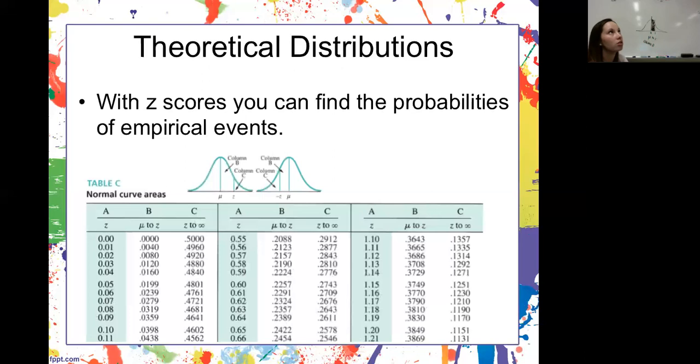Generally speaking, column B is more associated with the middle of the distribution because it's working with the mean. So most of the time, if you're interested in the middle of the distribution, you're going to be working with column B, mean to z. So that is column B. Column C, on the other hand, is when we are interested in the extremes of the distribution. It's going to give us the probabilities from z to infinity.